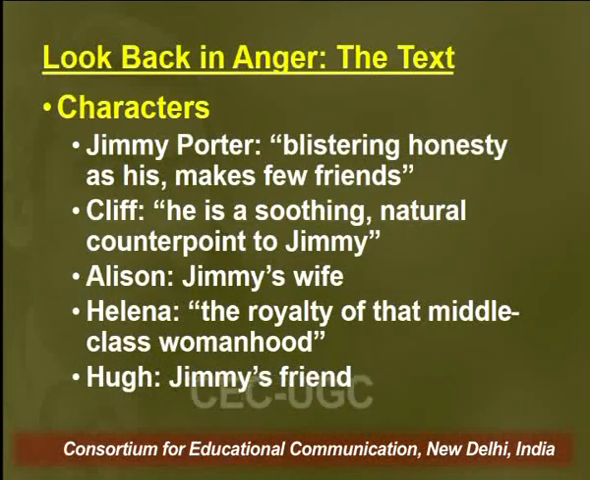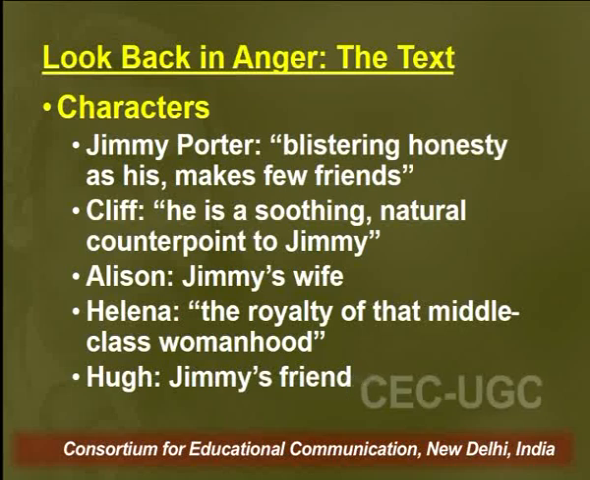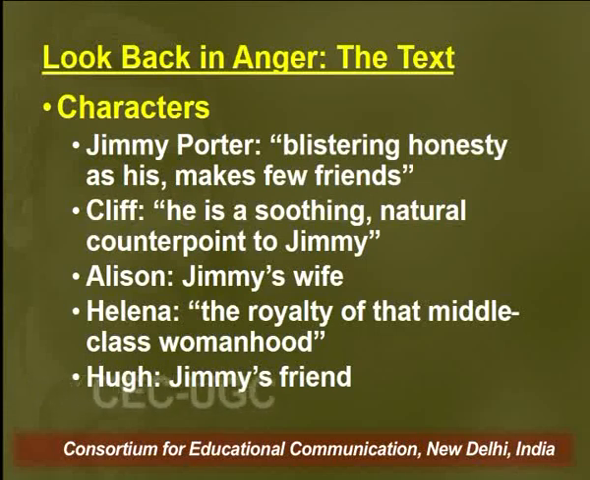Now, having looked at this prototypical protagonist and the phenomenon, now we move to discussing Look Back in Anger, the text. Now, if you look at the characters, Jimmy Porter is described in the play as one with blistering honesty, as his makes few friends, unquote. So his blistering honesty, such as his, makes few friends.